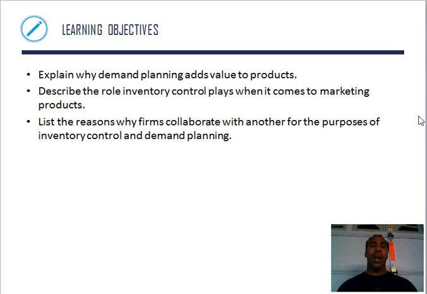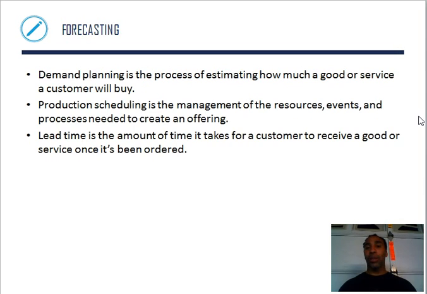Learning objectives: explain why demand planning adds value to products, describe the role inventory plays when it comes to marketing products, and list the reasons why firms collaborate with one another for the purposes of inventory control and demand planning. So you have to have demand planning because you don't want to be caught if 300,000 people want your product and you don't have any made. And you also don't want to be caught if nobody wants your product and you have 300,000 units made and they're just sitting there. So, of course, you have forecasting.